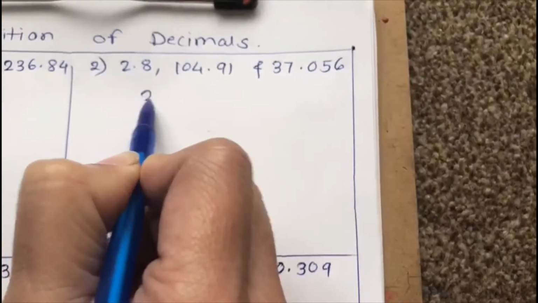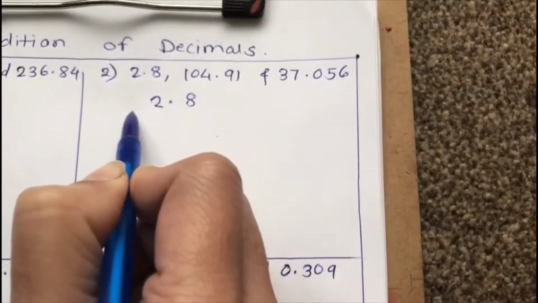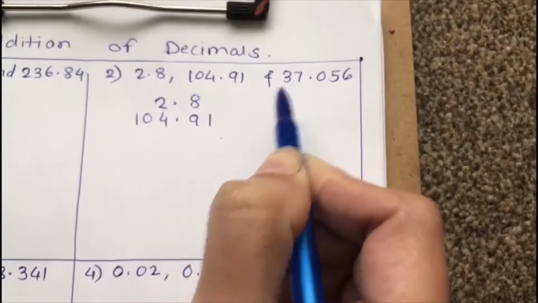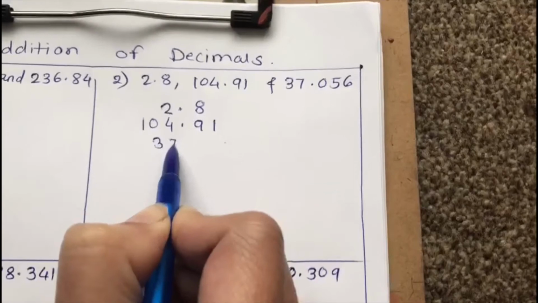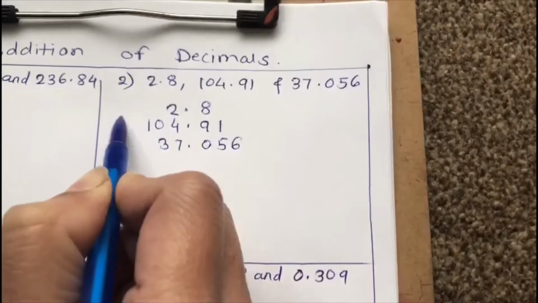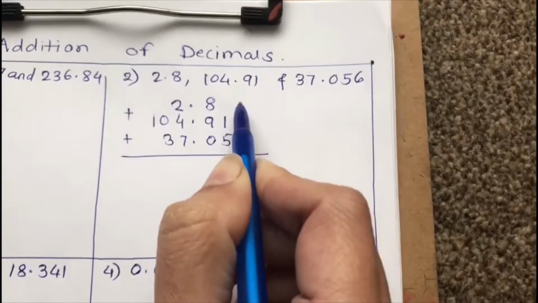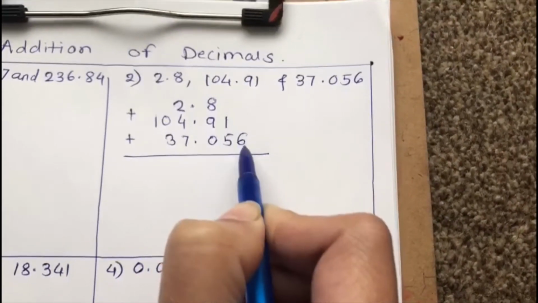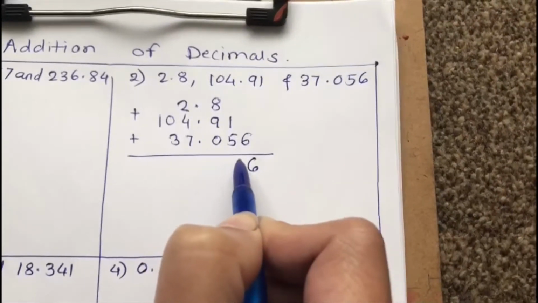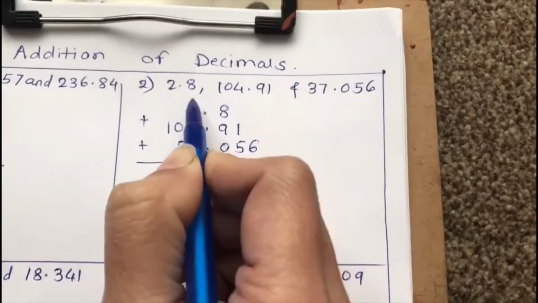Now let's take another example. So I write here 2.8, then 104.91, and then 37.056. So we'll add all these three numbers. So in this line there is no other numbers than 6, so I write 6. 1 plus 5 is 6. 8 plus 9 is 17. So I write 1 here.